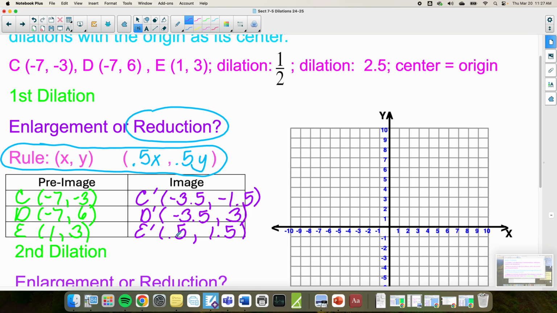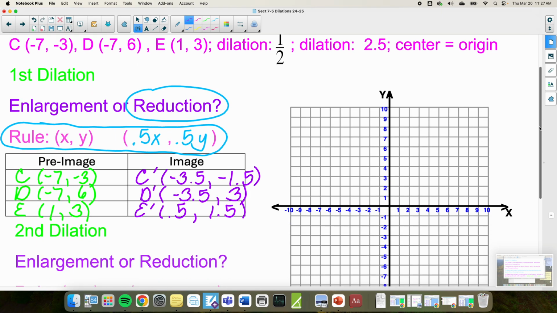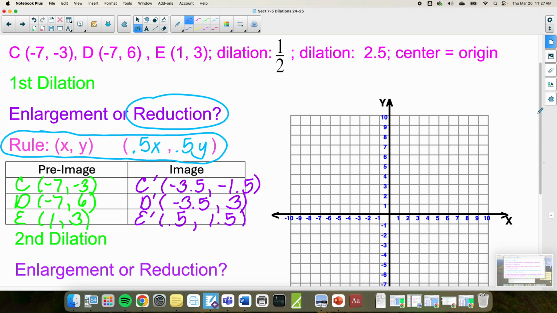Okay? Now, let's do that one first. Let's graph our first figure and our new image, okay? So my first figure, when I go to do that, is at -7, -3, and that is my C. Then my D is at -7 up 6, that is my D. And my E is at 1, 3. Okay. So I'm gonna just try to draw as straight a lines as I can here.